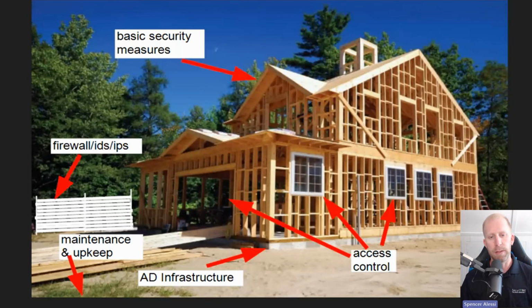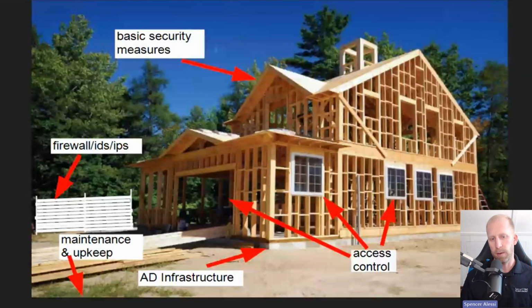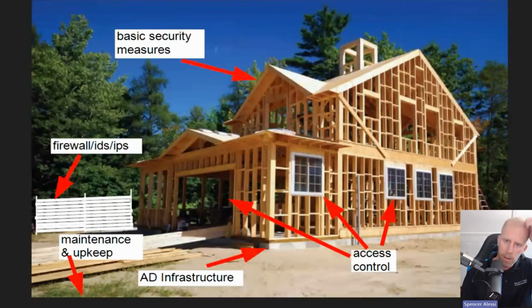I have on the screen some analogies here for some of those different things. The windows and the doors are your access control. Your foundation is your AD infrastructure, your domain controllers and certificate services. The grass and the lawn and the yard, that's the maintenance and the upkeep. The fences and alarm systems, those are your firewalls, your IDS, your EDR, things like that. So my point is you build from the ground up. You start small and you start slow and you build over time. And eventually, if you build it well, it's much harder to blow the roof off.